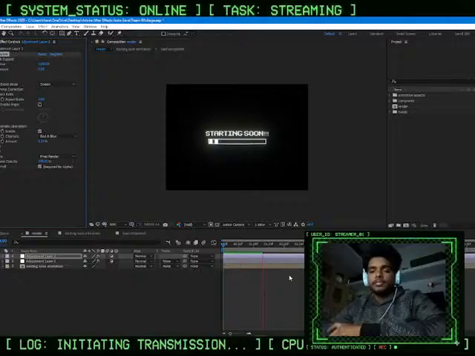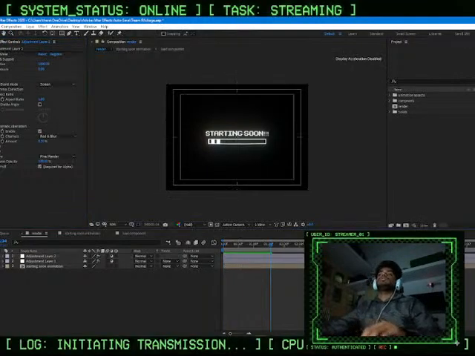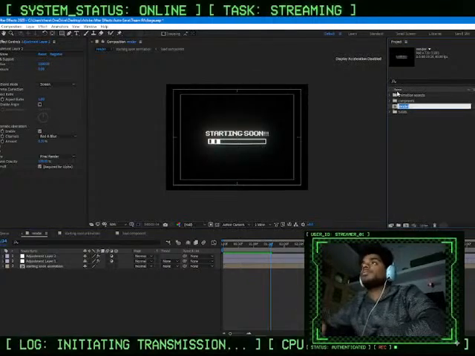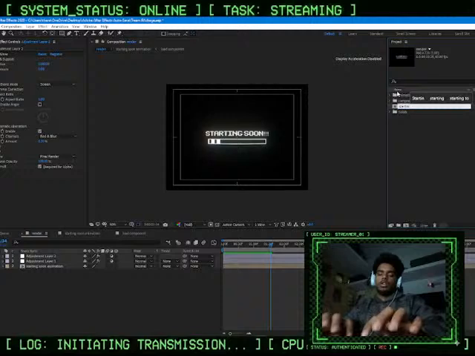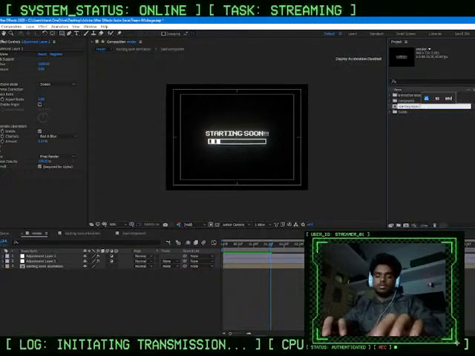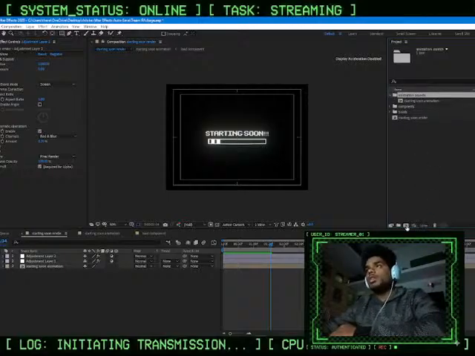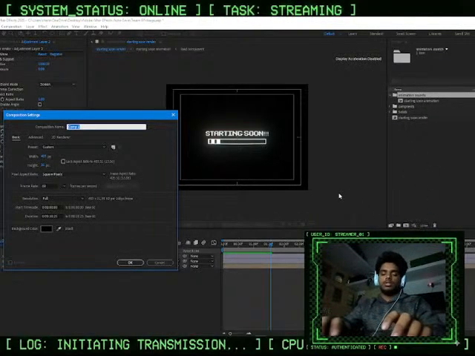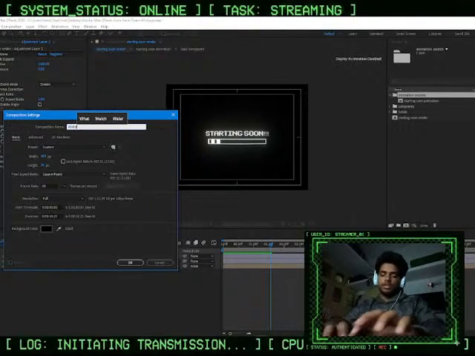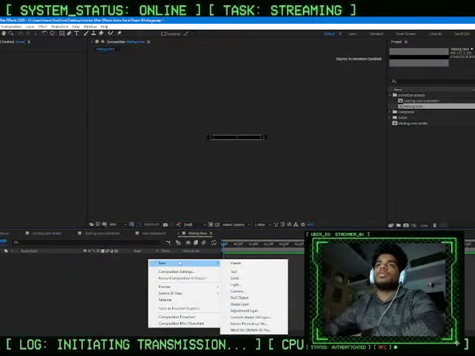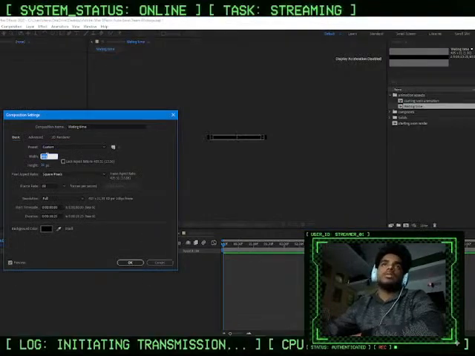So one of my components is ready, the first one: render starting soon. Now in animation assets, I'll make another composition, which is the waiting message. Call it waiting time, and go to composition settings and set 1960 by 48.